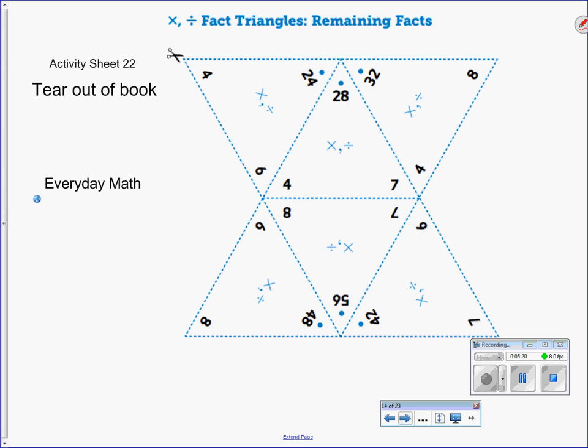All right, boys and girls, another way to practice our facts is to use our fact triangles. Now you can tear those out of your book, which is activity sheet 22, which is in the back of your book, or you can go to your Everyday Math website, and we can click that. Get my mouse here to click that on.